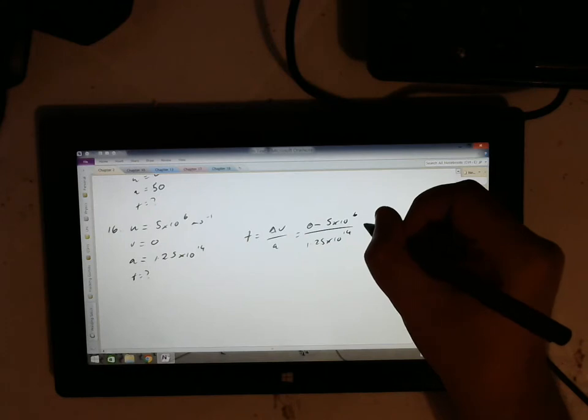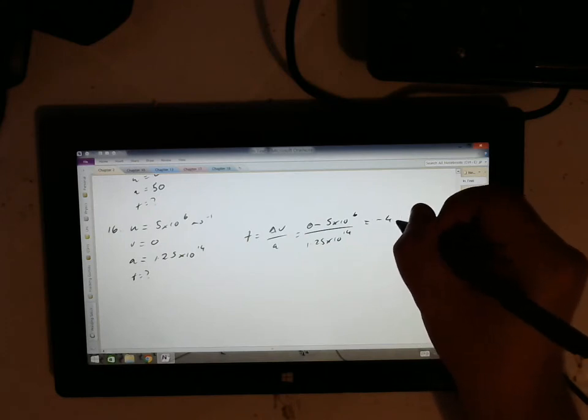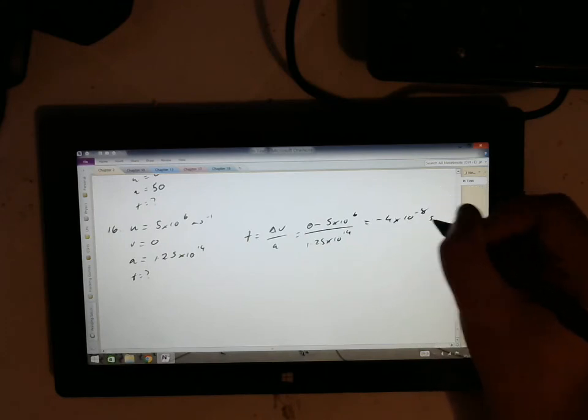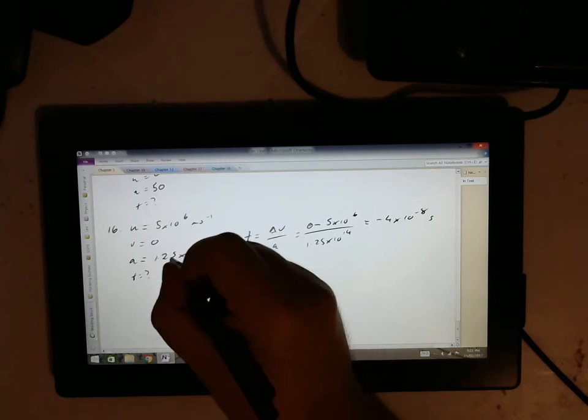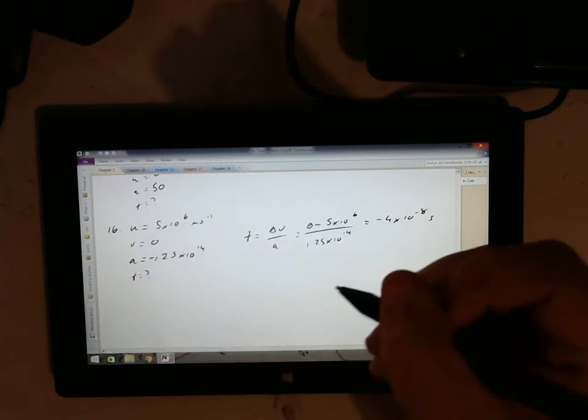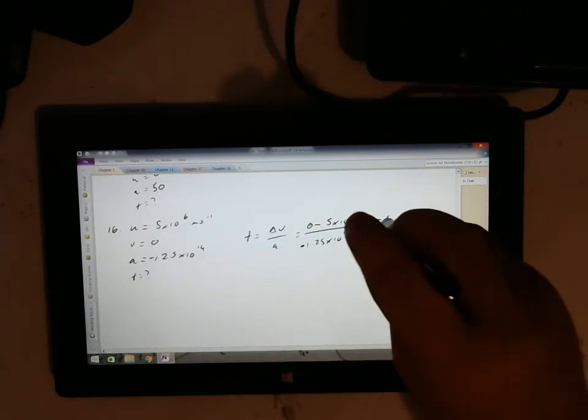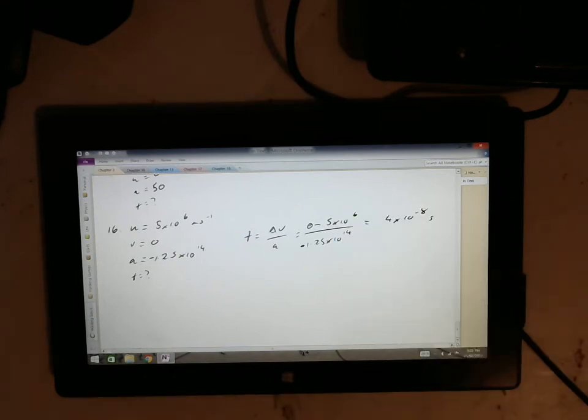We get that this would equal negative 4 times 10 to the negative 8 seconds. But we can't have negative time, which tells us we've done a sign incorrectly. And this is because of this deceleration. This is negative. Okay, which means that has to be negative, which means that will become positive. Okay, do be careful with things like that.